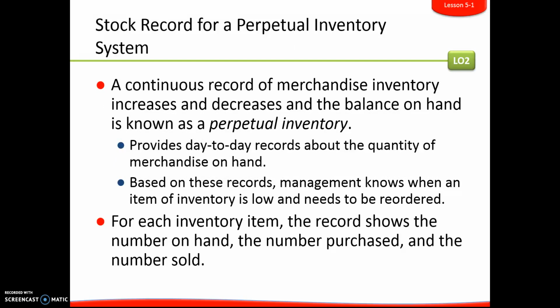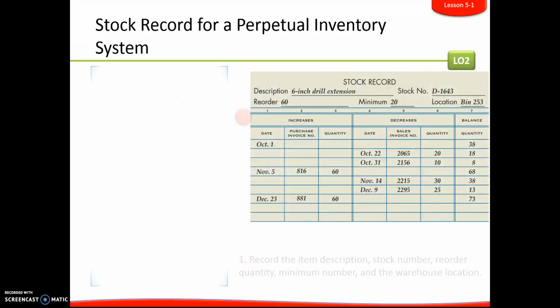And so we want to make sure that we're keeping a continuous record of merchandise inventory. We call that our perpetual. That's the day-to-day records about the quantity of merchandise on hand. And when we just keep track of when inventory gets sold, then we need to buy more. So for each inventory item, it shows us the number on hand, the number purchased, and then obviously the number that is sold. So these are the stock records.